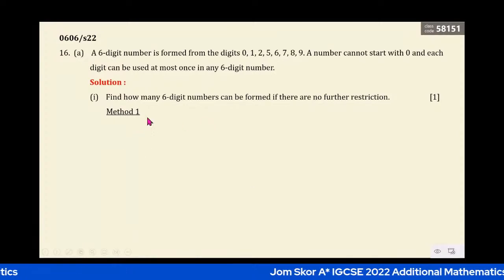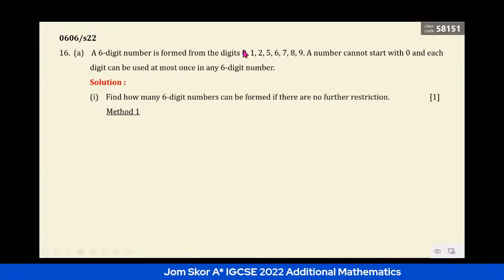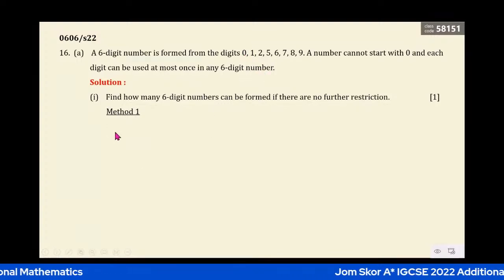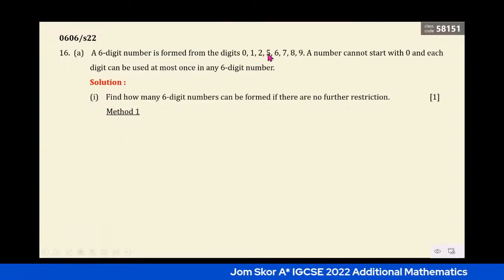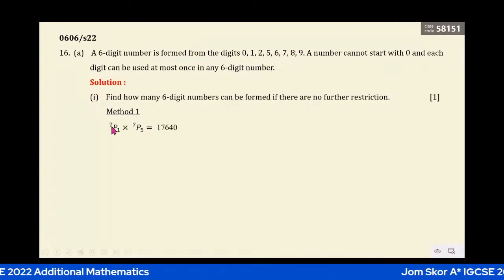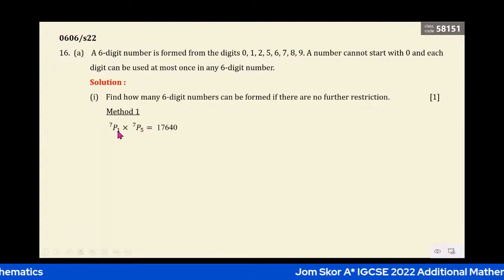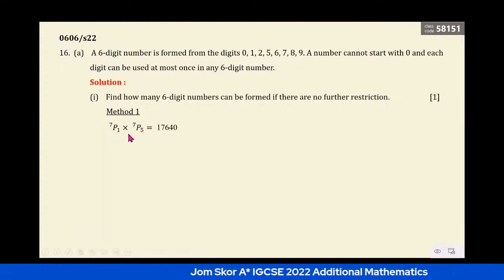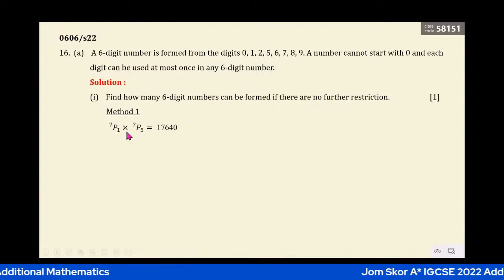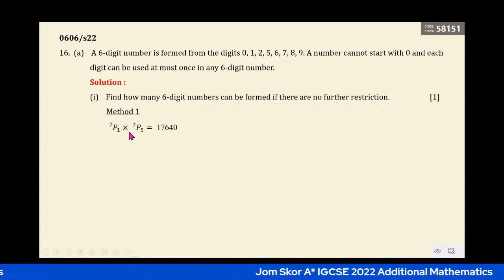Alright, so method 1, because 0 cannot be the first as the first digit. Okay, number tu tak boleh start dengan 0, meaning that for the first place we only have 1, 2, 3, 4, 5, 6, 7. Okay, kita cuma ada 7 digits to be choose. Okay, so dia akan jadi 7P1. Okay, 7P1, and then kita ada 6-digit numbers. Okay, so the first place, you fill the first place, and then we have another 5 places.